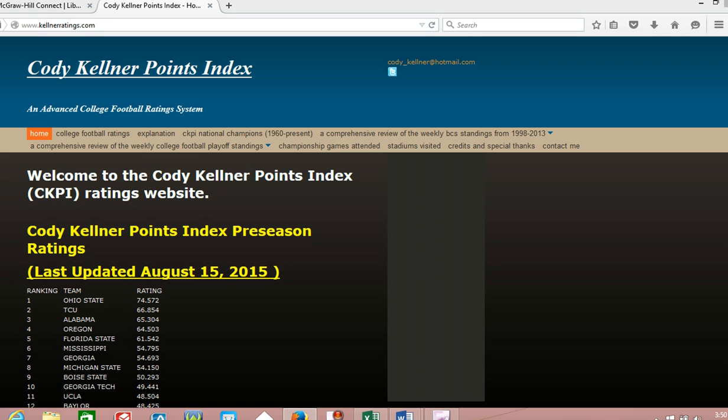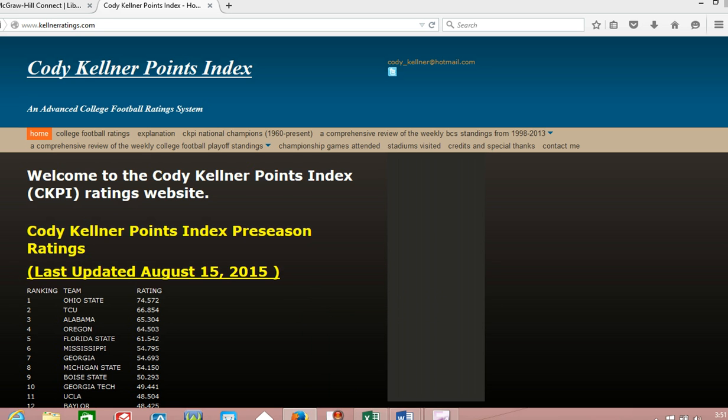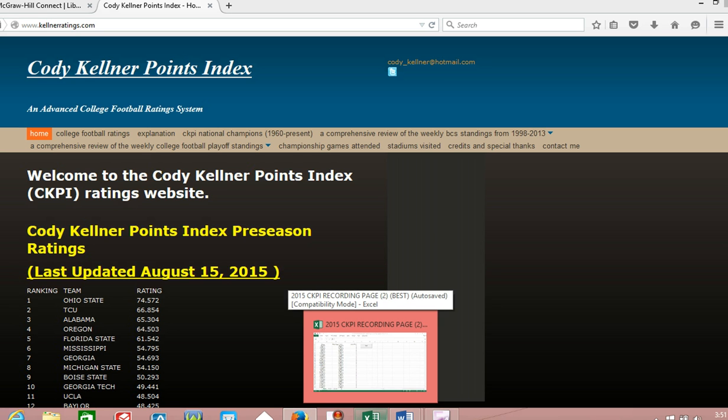Right here you see my preseason poll where Ohio State is number 1, TCU is number 2, Alabama is number 3, and Oregon is at number 4. I'll be showing you how my preseason ratings right here were calculated, and we'll also be looking at a hypothetical game as well.